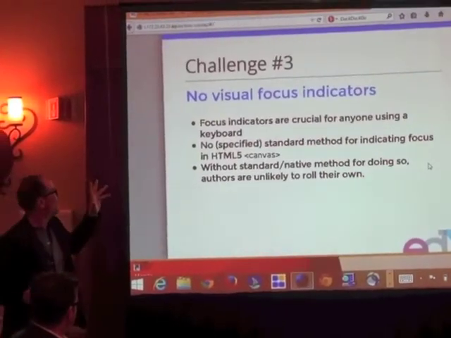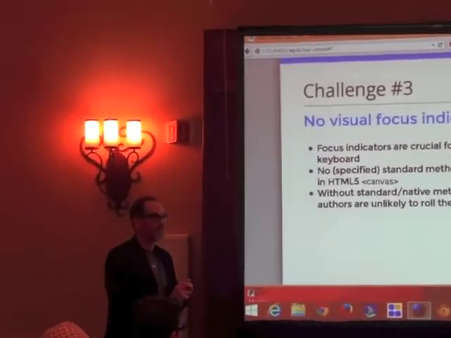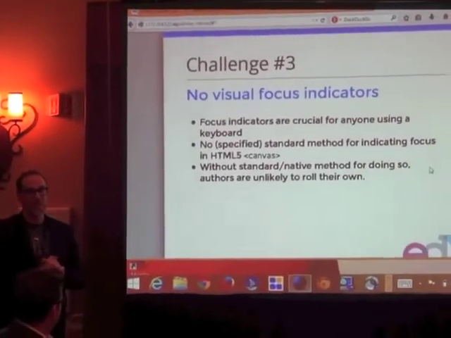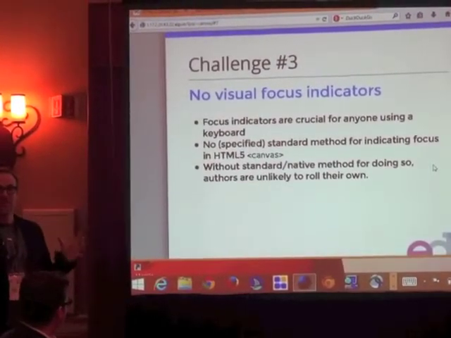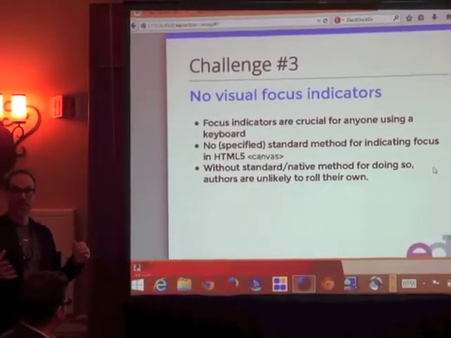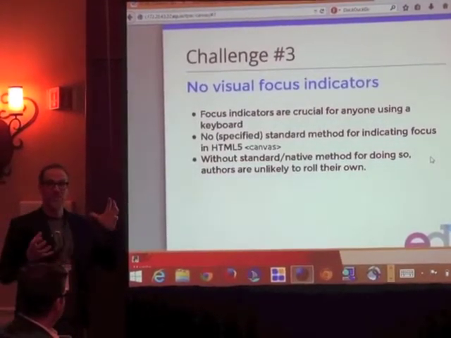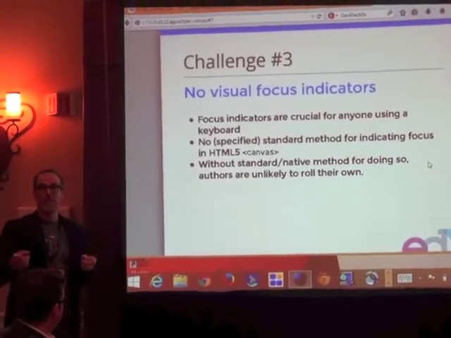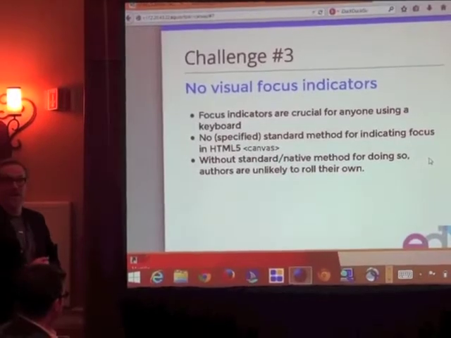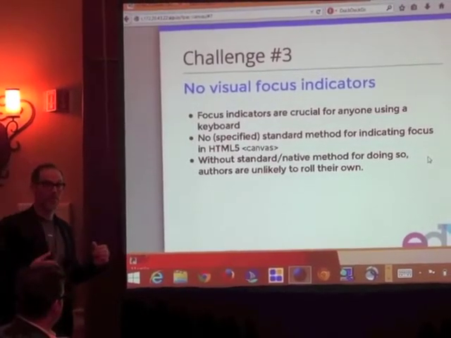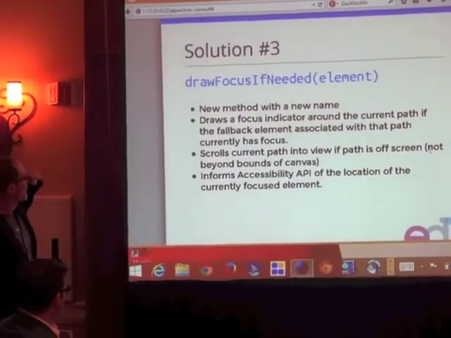The third challenge was no visual focus indication. One of the fundamental concepts of accessibility is that if you're a keyboard-only user, you're not using a mouse, if anything has focus on your screen, you need to be able to visually indicate what that is so you know where you are on the screen. So we created a method of moving focus to these regions and using the system focus indicator to draw a ring or an indicator around those pixels to indicate what had keyboard focus.